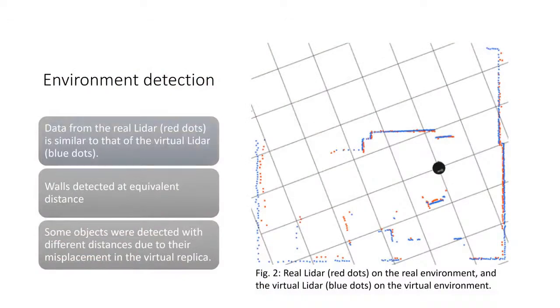Preliminary results show that the data from the real LiDAR, represented by the red dots in this image, is similar to that of the virtual LiDAR, represented by the blue dots. Both sensors detected the walls at equivalent distances, but some objects placed within the environment were detected with different distances. These differences were due to the misplacement of furniture within the virtual replica.